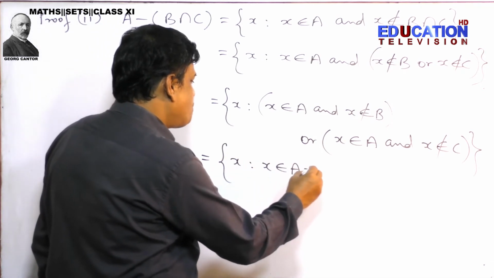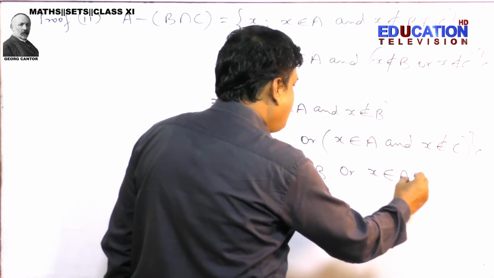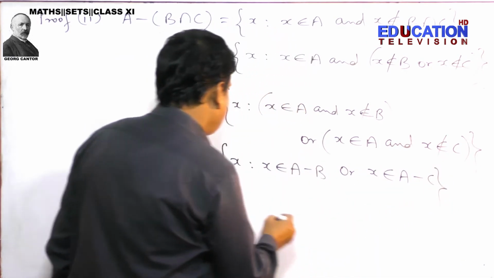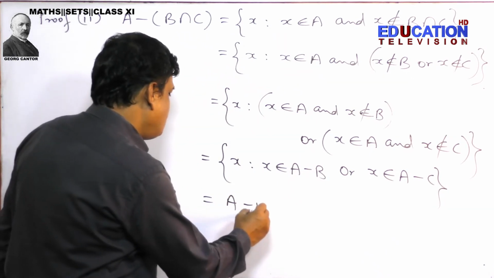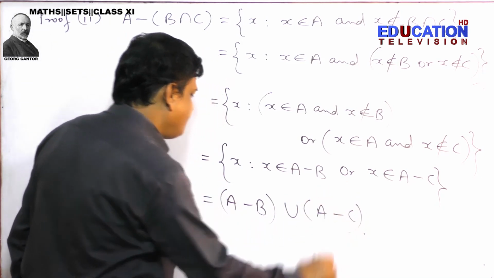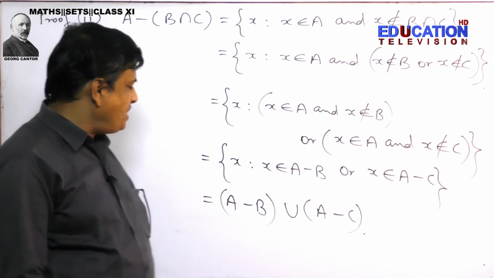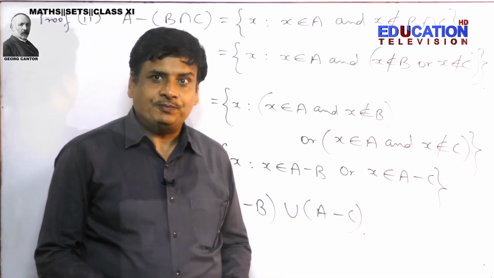So X belongs to A minus B or X belongs to A minus C. It means it is the union of these two sets. A minus (B intersection C) is equal to (A minus B) union (A minus C).